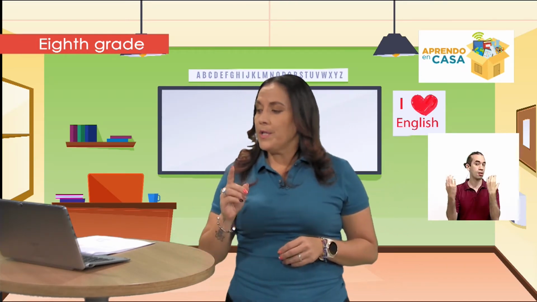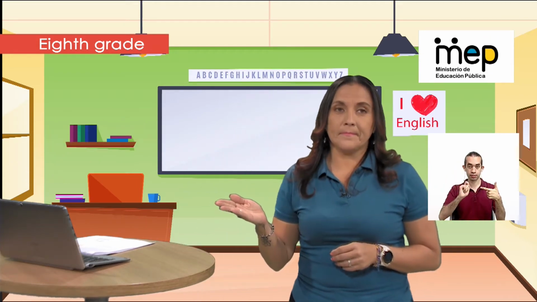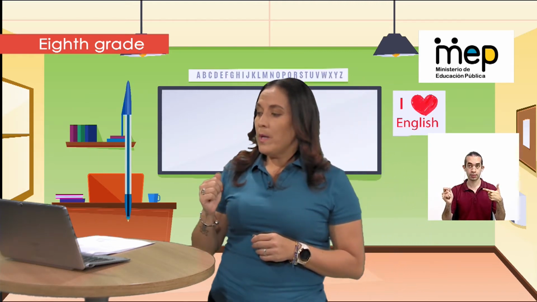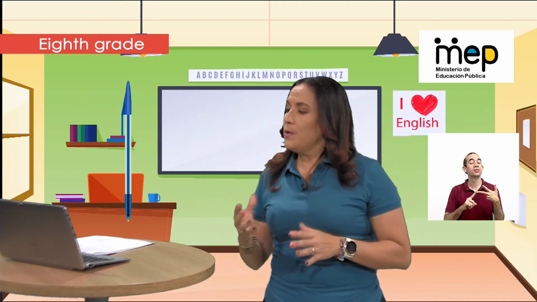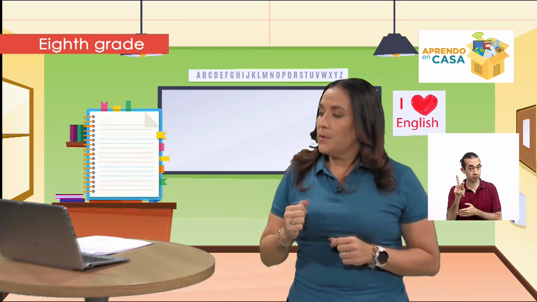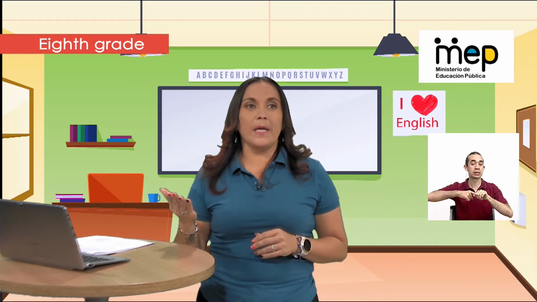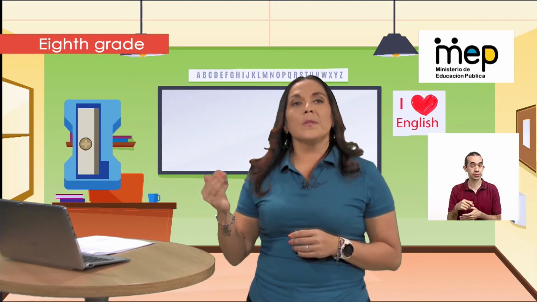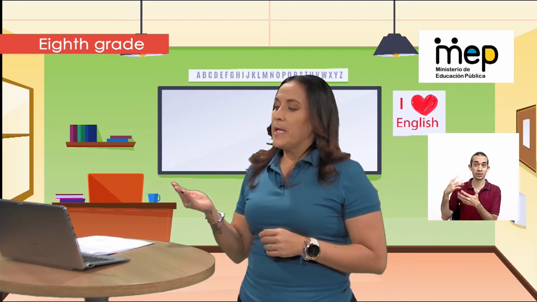So let's get ready for this lesson. We are going to need a pencil, okay? We are going to need a pen. We are going to need also a sheet of paper, or if you want, you can use a notebook, okay? And you are going to need also a sharpener and an eraser, okay? So there you have a sharpener and an eraser.